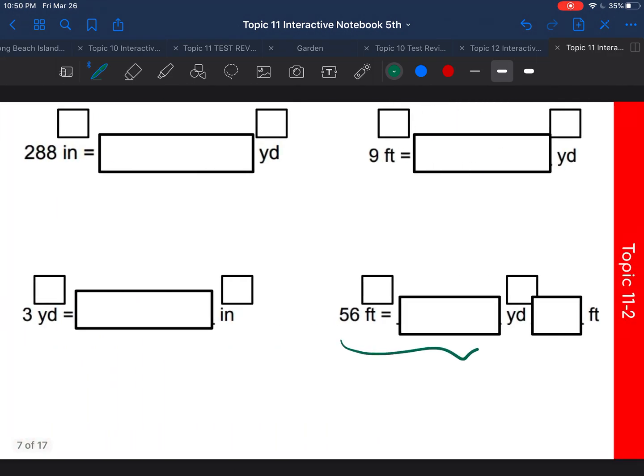Now you're going to see this last problem has 2 blanks just like yesterday. And basically what that means is that 56 does not go evenly into yards, so you're going to have some feet left over. So give that a go and see how you feel with that.